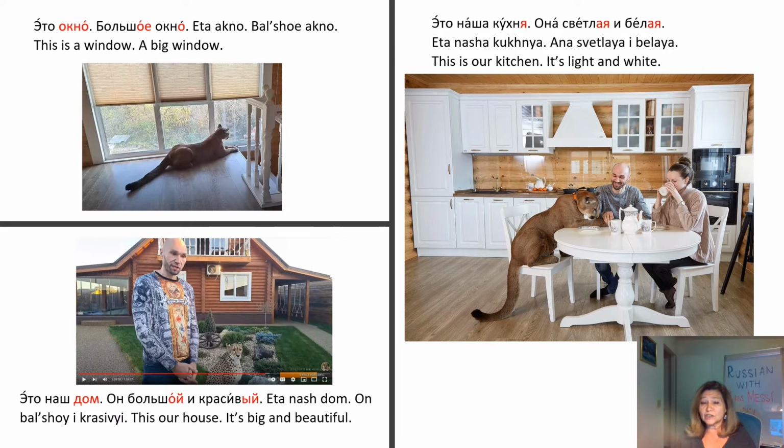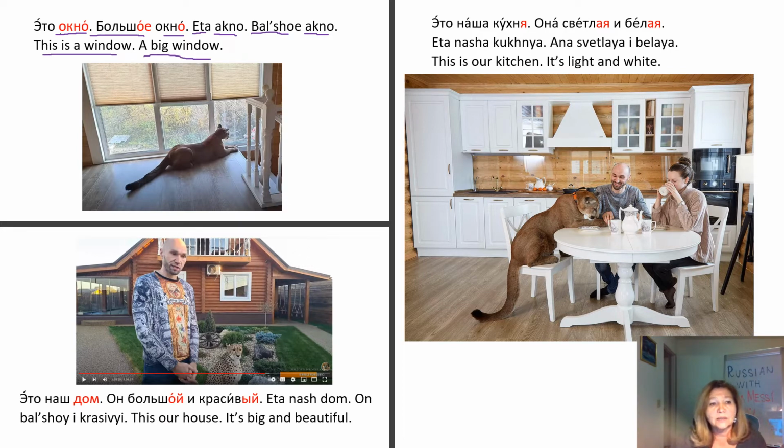Here are all three genders, and let's start with the gender neutral. Это окно. Большое окно. This is a window, a big window.